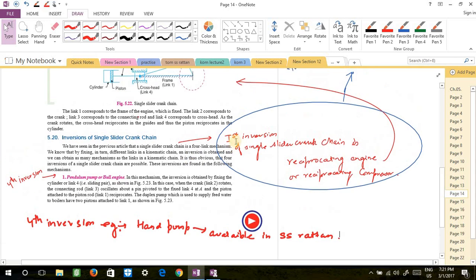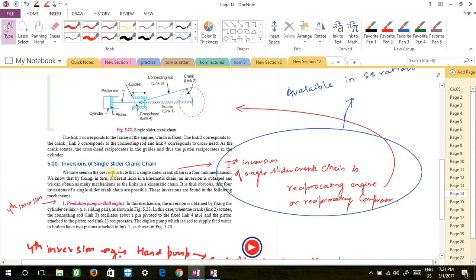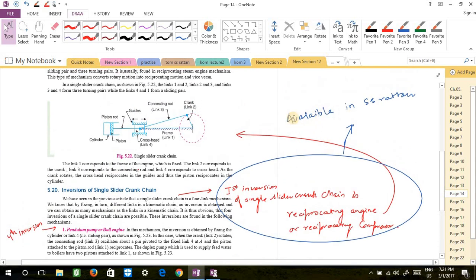So what is the first inversion? The first inversion of single slider crank chain is not explained in this book. It is explained in S.S. Ratan. You can clearly see I have written a note over here. The first inversion of single slider crank chain is reciprocating engine or reciprocating compressor. The diagram of this has been represented over here, which is a simple single slider crank chain. So this is actually the first inversion.